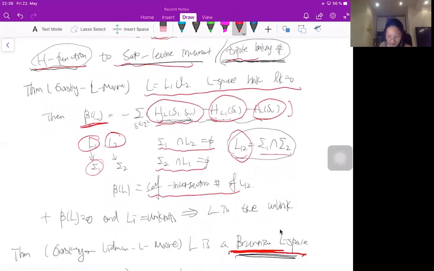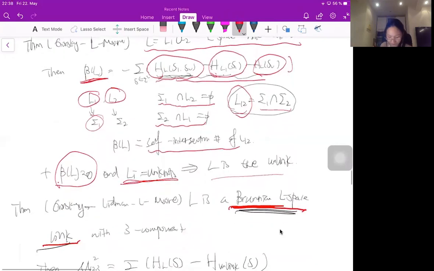With the help of the relation to the H function, we can prove that if the Sato-Levin invariant equals 0 and you assume both of the components are unknots, then you can confirm the link is just the unlink. So you can detect the unlink by using the Sato-Levin invariant.